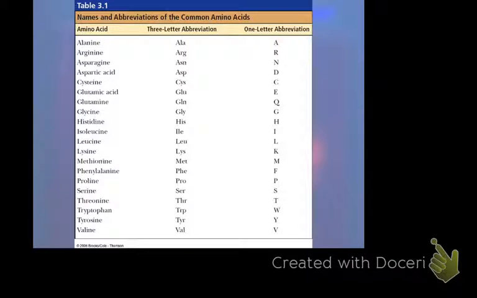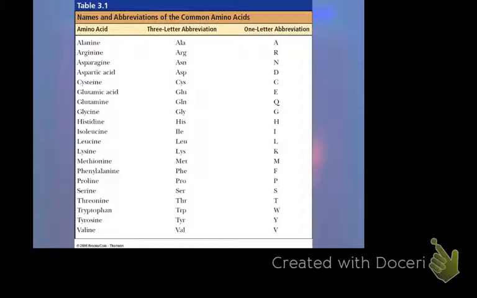Okay, and then in the PowerPoint, I did include the one-letter and three-letter codes for you. Please note that some letters are missing. For example, X is missing. There's not an X. There's not a Z. And there's not an O, because technically O would be ornithine.